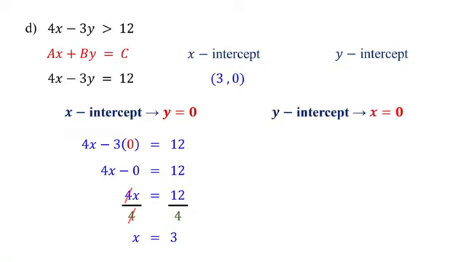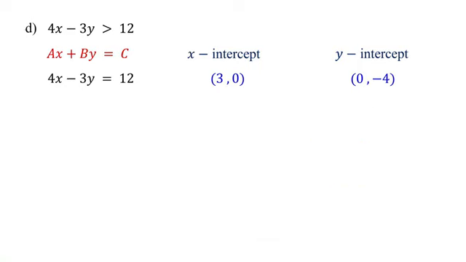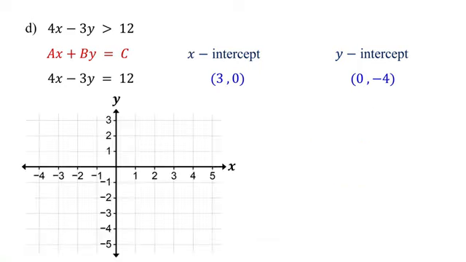The y-intercept occurs when x equals 0. Set x to 0 and solve for y. This simplifies to negative 3y equals 12, right? Dividing both sides by negative 3, you get y equals negative 4. So the y-intercept is 0, negative 4. Now plot the intercepts on the coordinate plane. The x-intercept at 3, 0, and the y-intercept at 0, negative 4.